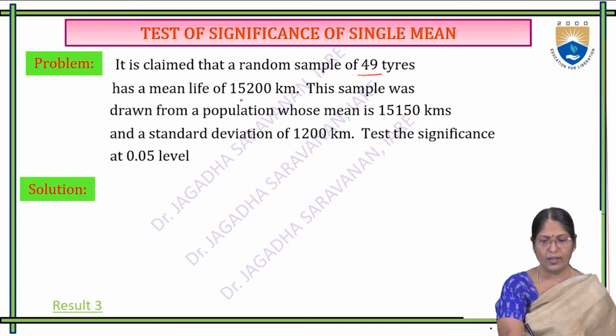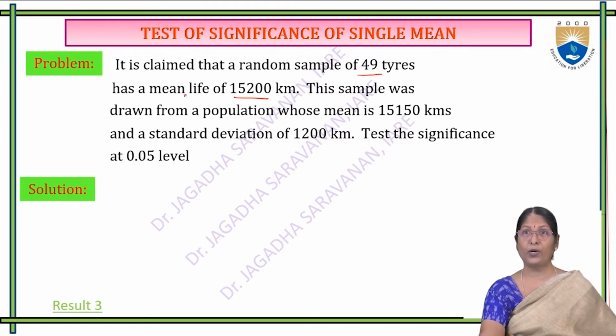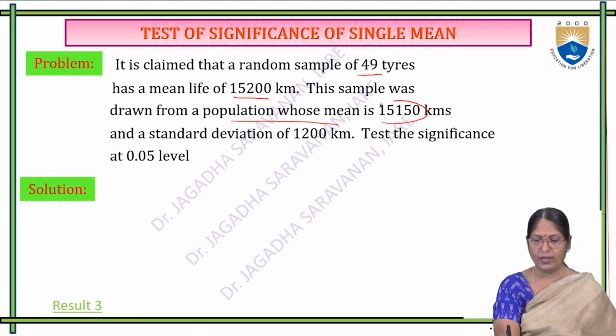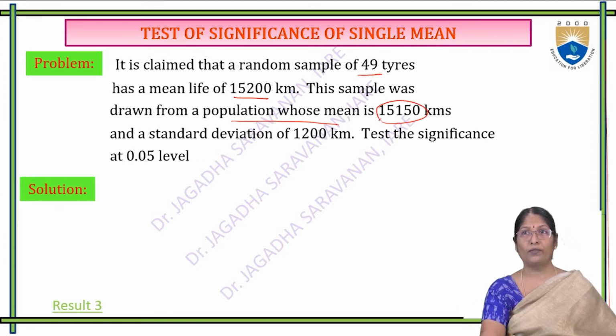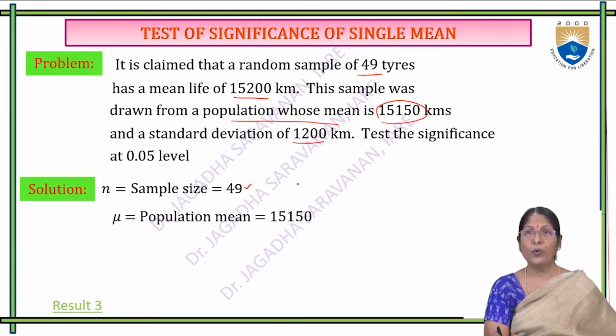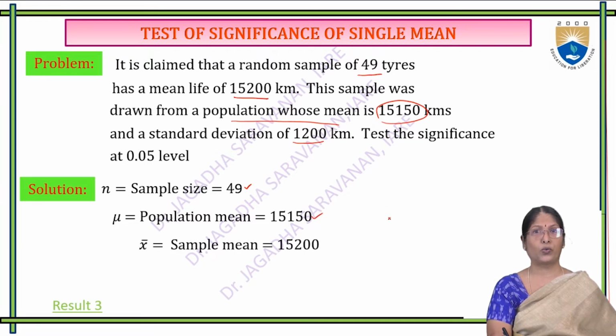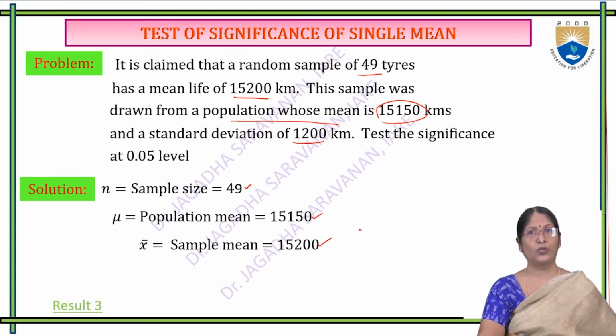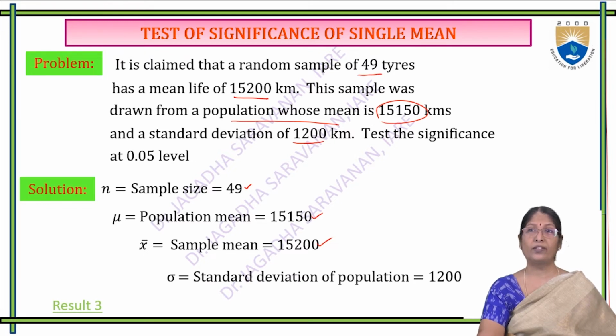This is the sample mean. Here the population mean mu is 15,150 and sigma is 1,200. So we write: n equal to sample size equal to 49, mu equal to population mean equal to 15,150, x bar equal to sample mean equal to 15,200, and sigma equal to the standard deviation of the population, 1,200.